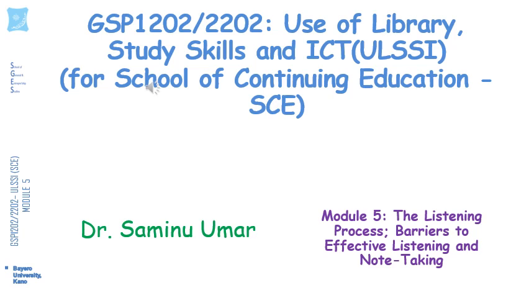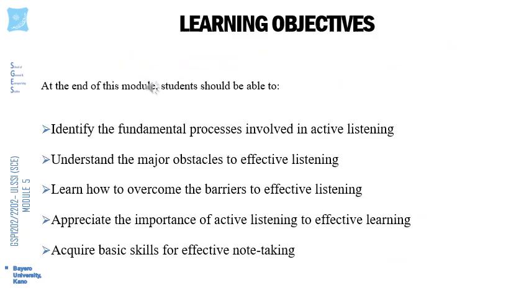GSP 1202/2202, which is Use of Library, Study Skills and ICT. Module 5 deals with the listening process, barriers to effective listening, and note taking. This module has 5 important learning objectives, which are as follows.